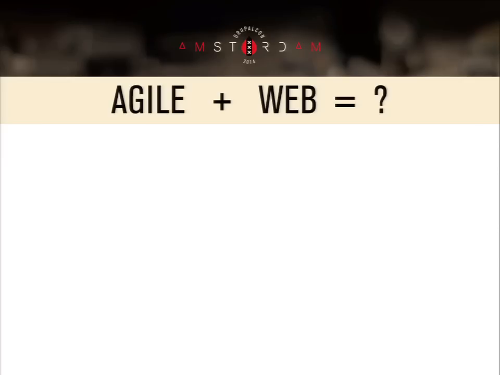So what does that mean for the web? I have a really hard time understanding, okay, when I get to that first sprint, what do I have after 2 weeks on a website, realistically? What does that mean?